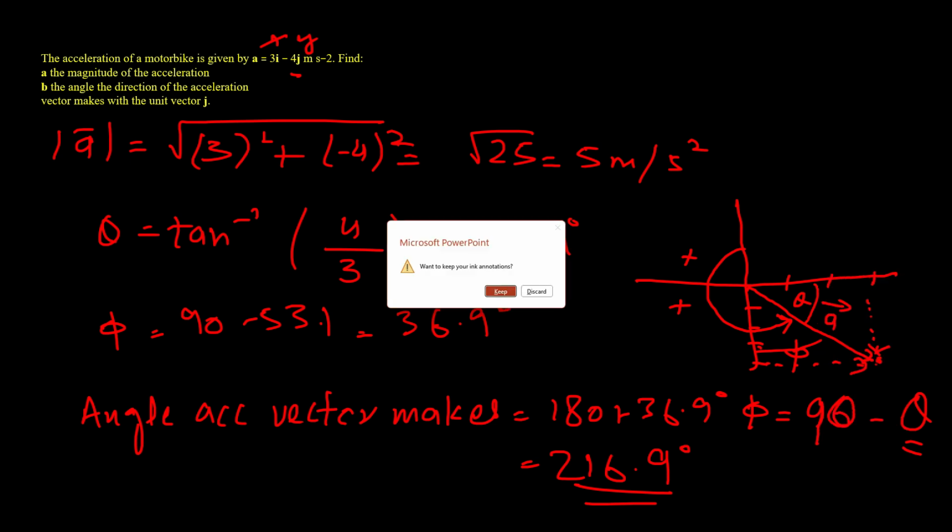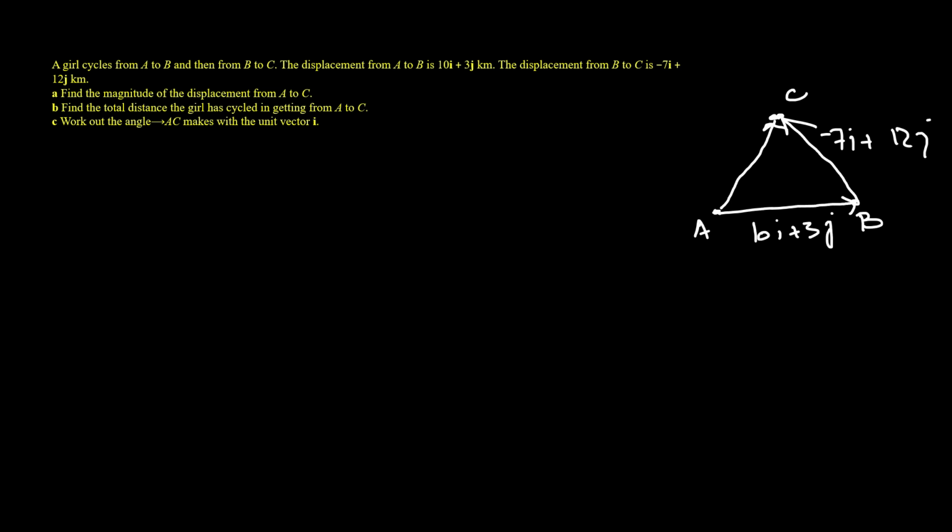So let's move forward. That's question number 4. A girl cycles from A to B and then from B to C. The displacement from A to B is 10i plus 3j kilometers. The displacement from B to C is minus 7i plus 12j kilometers. So basically both these displacements are expressed in vector form, where x and y components are individually given. We have to find the magnitude of the displacement from A to C.